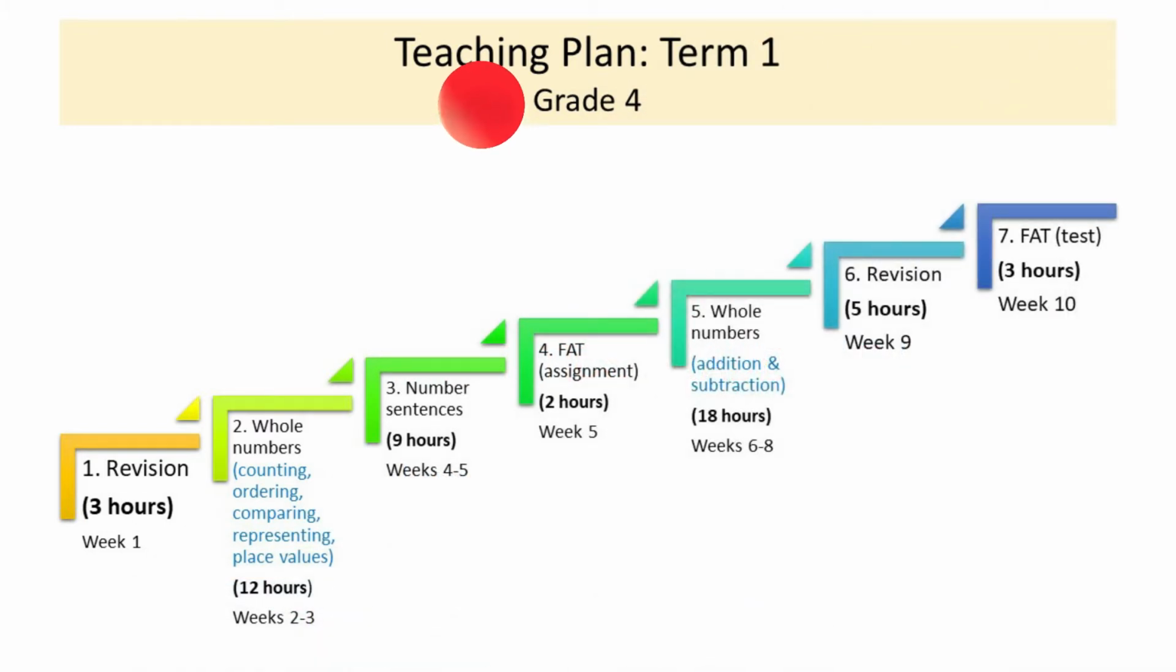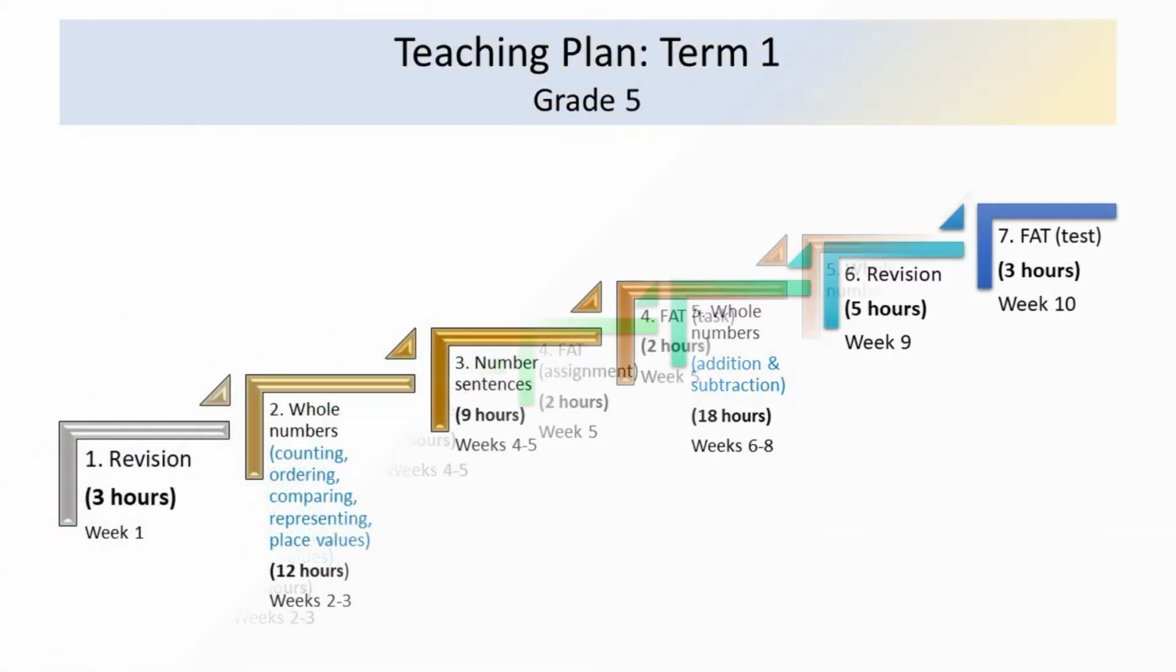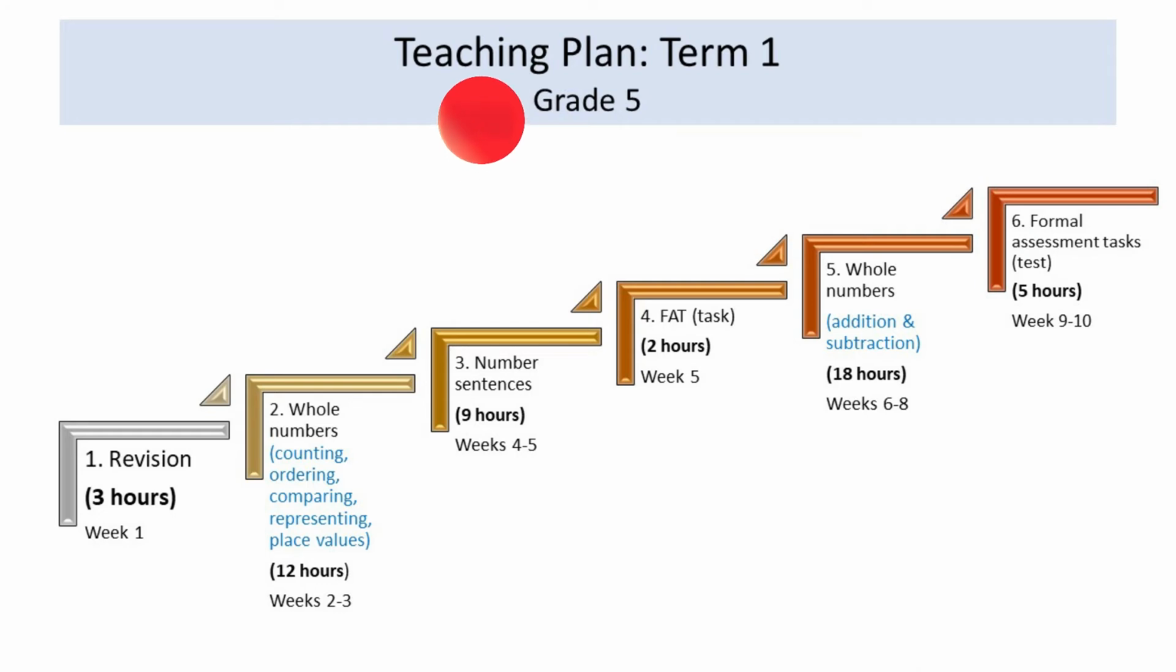In grade 4, there are 7 topics that need to be taught in Term 1. These are revision, whole numbers including counting, ordering, comparing, representing and place values, number sentences. The first formal assessment is an assignment, then whole numbers, revision, and lastly, a formal assessment in the form of a test.